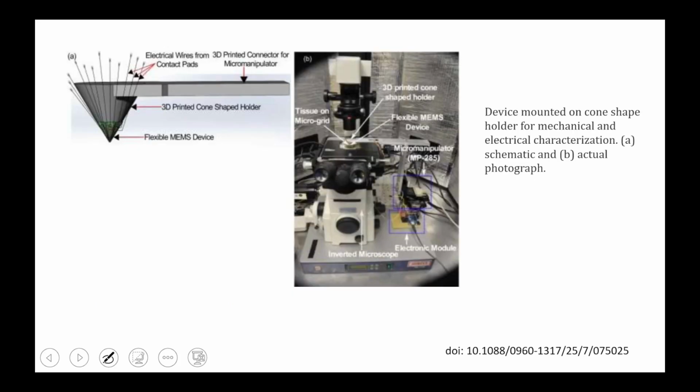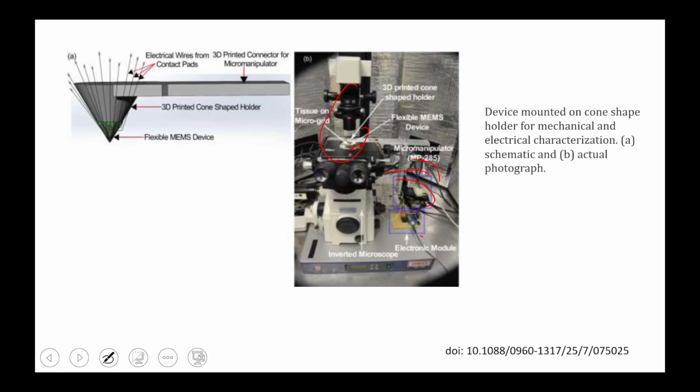So this is the device mounted on a cone shape holder for mechanical and electrical characterization, an actual photograph. These are the probe stations they have used. Through the probe they have measured the resistance. These wires are coming through the probe, with an optical microscope here. So you can easily take contact through the pad, and there is a mechanical system where you can flex that substrate, round, square, or whatever form you want to bend it.